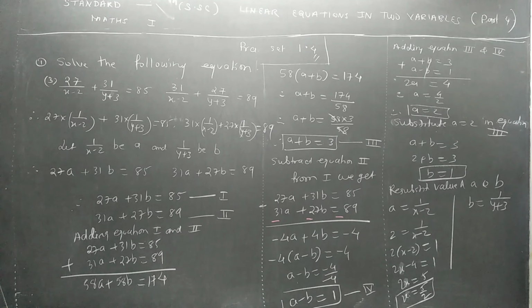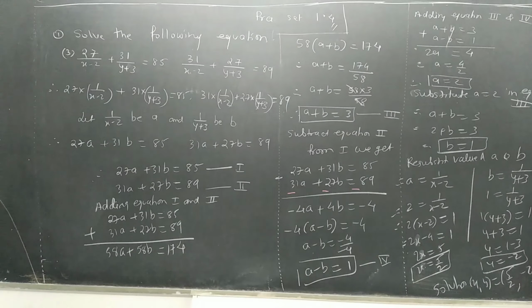And here, what will happen? The value of b is 1, so 1 into y plus 3 is equal to 1. y plus 3 is equal to 1, y is equal to 1 minus 3, y is equal to minus 2. What is the solution now? (x, y) is equal to (5 by 2, minus 2) is the answer for this question.